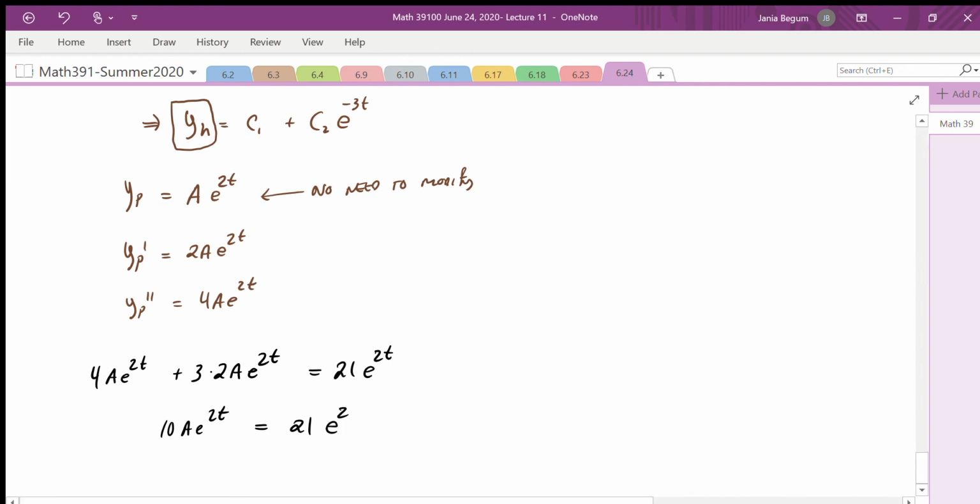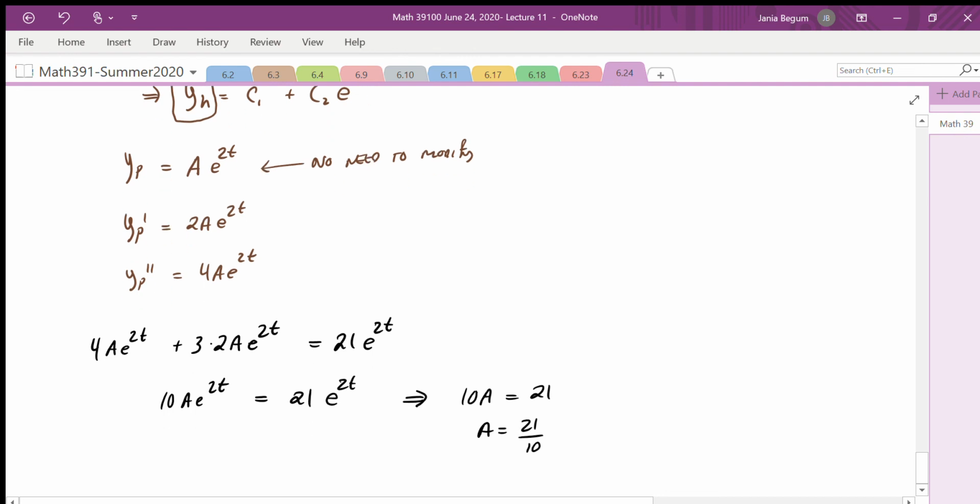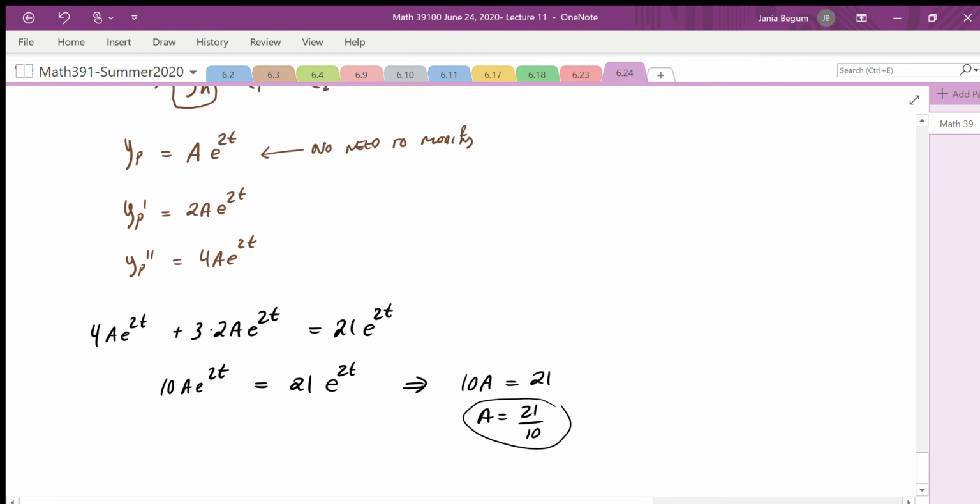Which means now I can equate the coefficients on both sides. 10a is equal to 21. a is equal to 21 over 10. Well, let's simplify that. What's 21 over 10? 7 over 5? No, sorry. Let's keep it 21 over 10. It doesn't simplify that way, so bad algebra. Okay, so we have our solution.